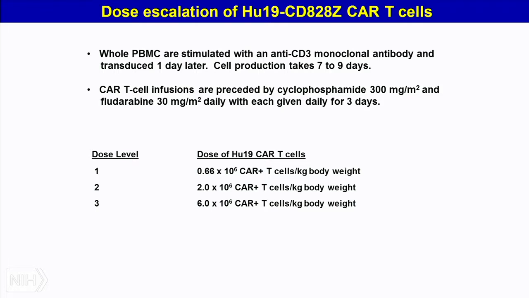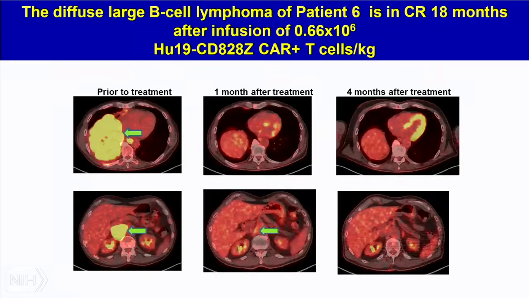And with dose level 3, we found that that was tolerable. So we did end up treating 2 extra patients with the 6 million dose. And we ended up treating a total of 20 patients on this trial. And we completed accrual early this year.